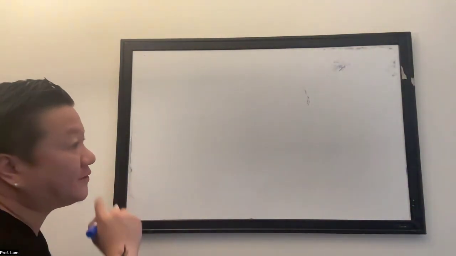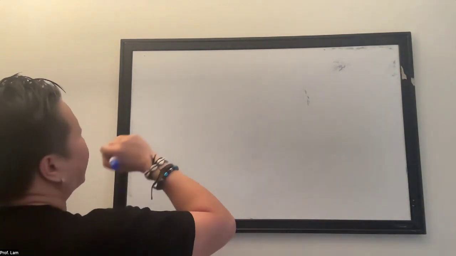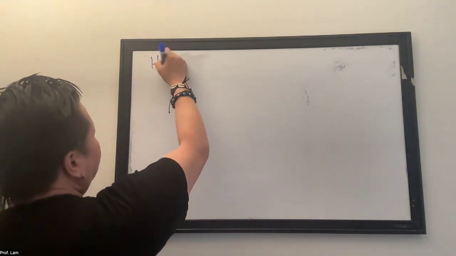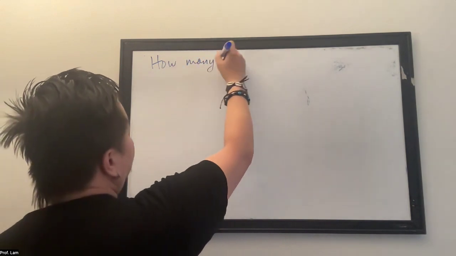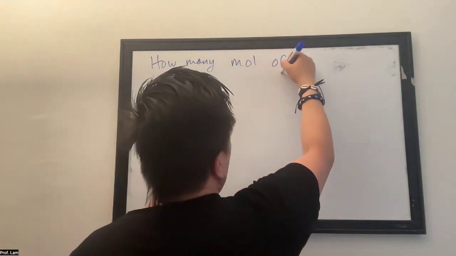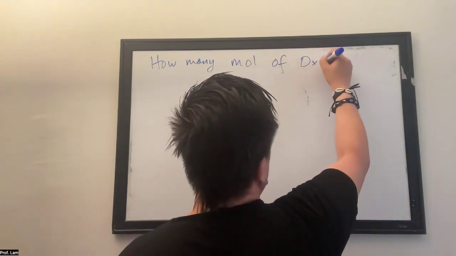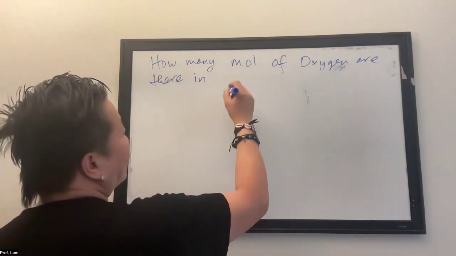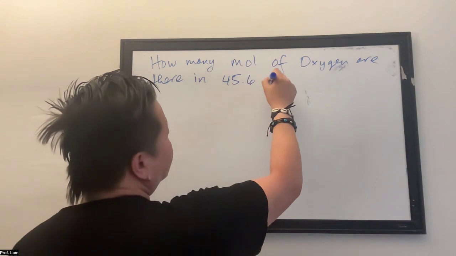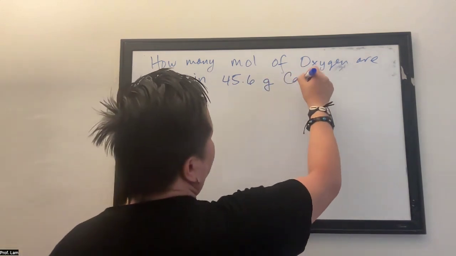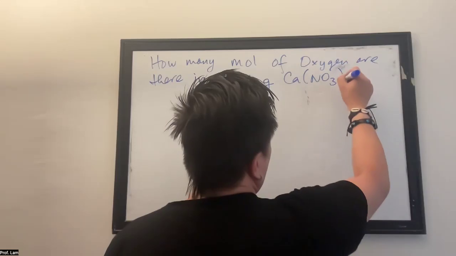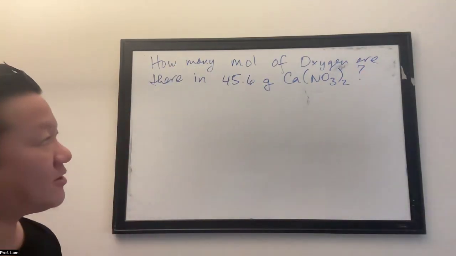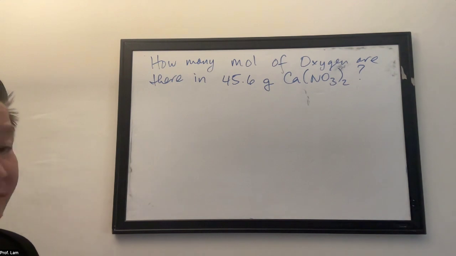All right, let's have an example with calcium nitrate. We can ask: how many moles of oxygen are there in 45.6 grams of calcium nitrate? And calcium nitrate is Ca(NO3)2.